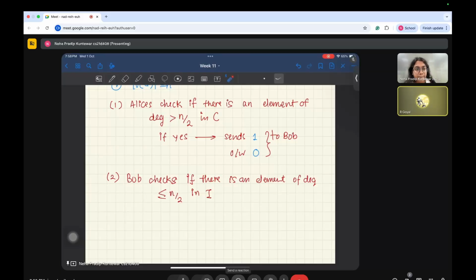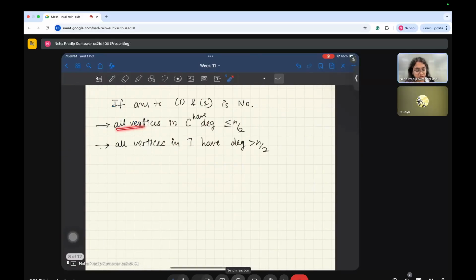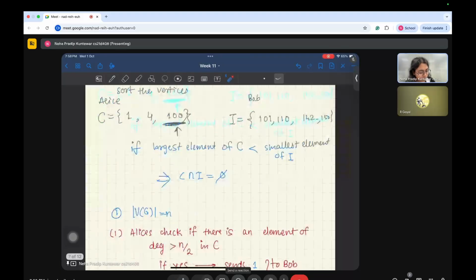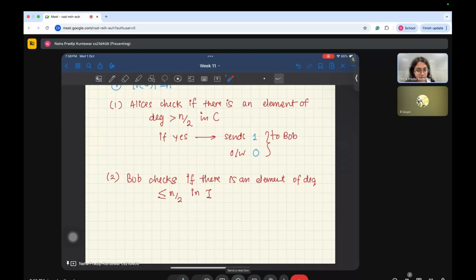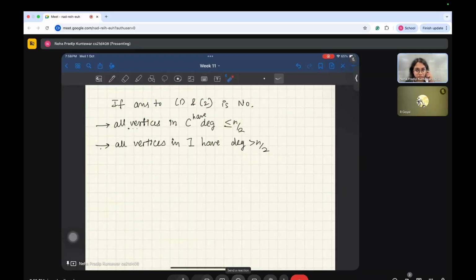If the answer of both is no, then what does it mean? There is no element of degree greater than n by 2 in C. That means all vertices in C have at most n by 2 degree. And what's the meaning of no for the second case? That Bob doesn't have a vertex with degree at most n by 2. So that means all the vertices that Bob has have a degree more than n by 2. Right, yes. So that means we are in this case, right?